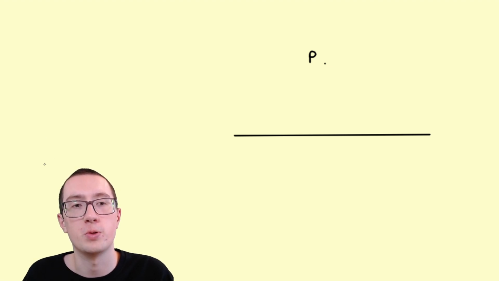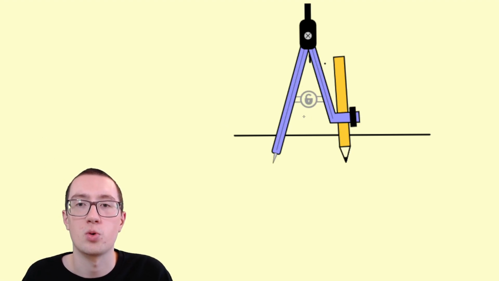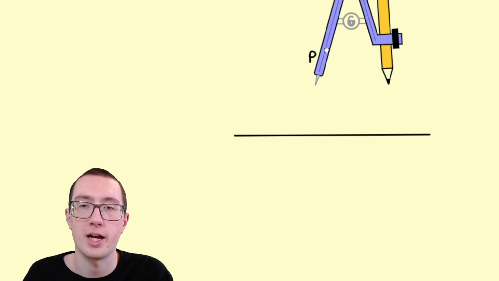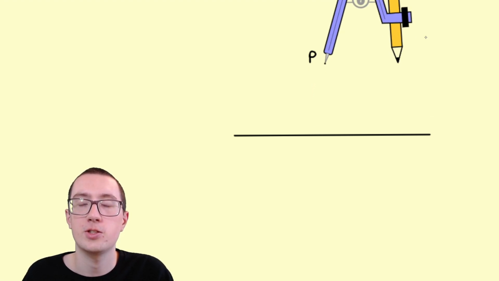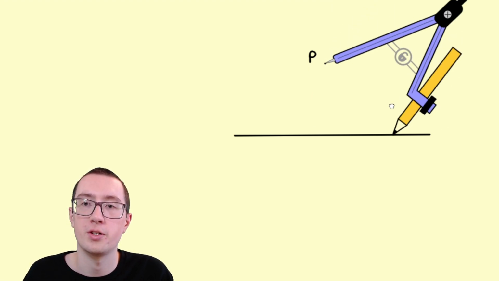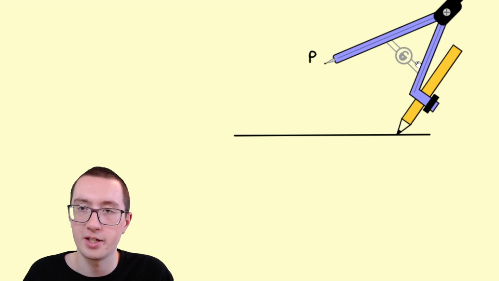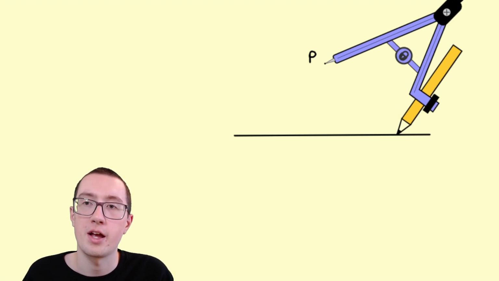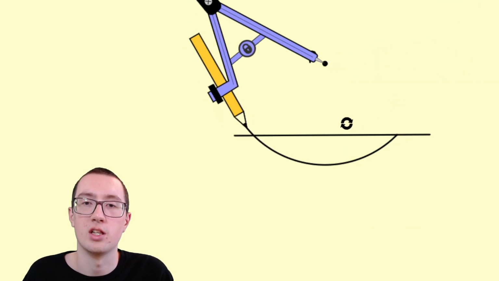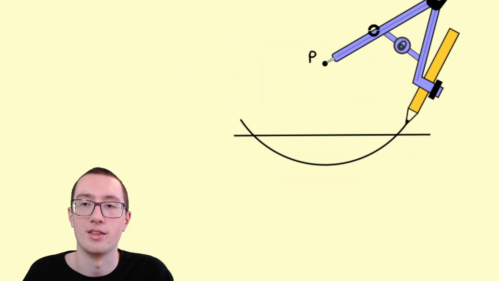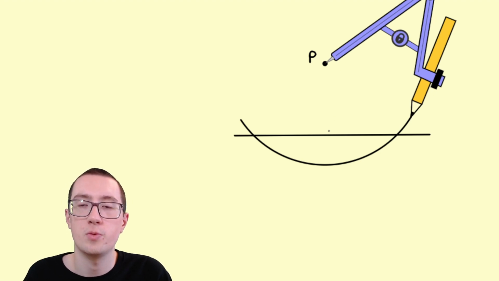The first thing we need to do is pull out our compass, and we're going to draw an arc starting at point P. And this is going to be a pretty big arc. So we're going to expand it all the way out here. We're going to lock our compass, and we're going to draw a giant arc that goes across this line. So something like this.